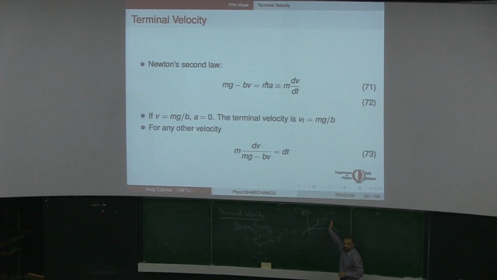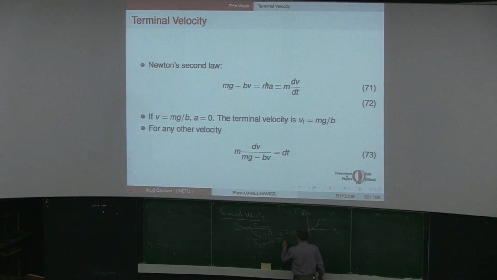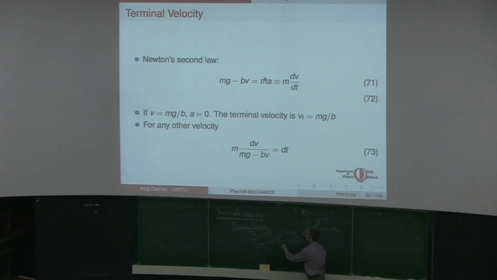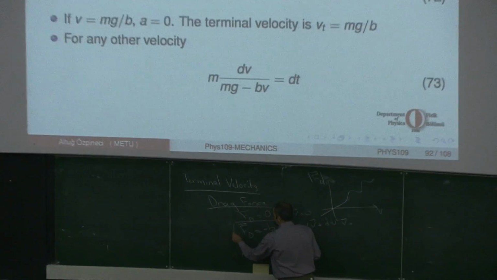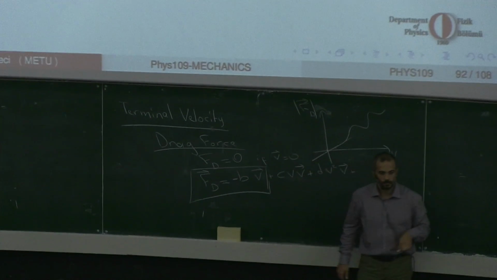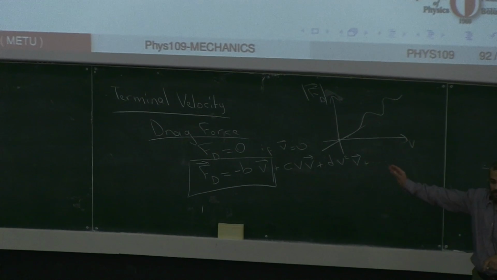If you go to larger velocities, of course, you can have terms like c v squared, plus d v cubed, all the higher terms. But for very small velocities, this will be enough for us.